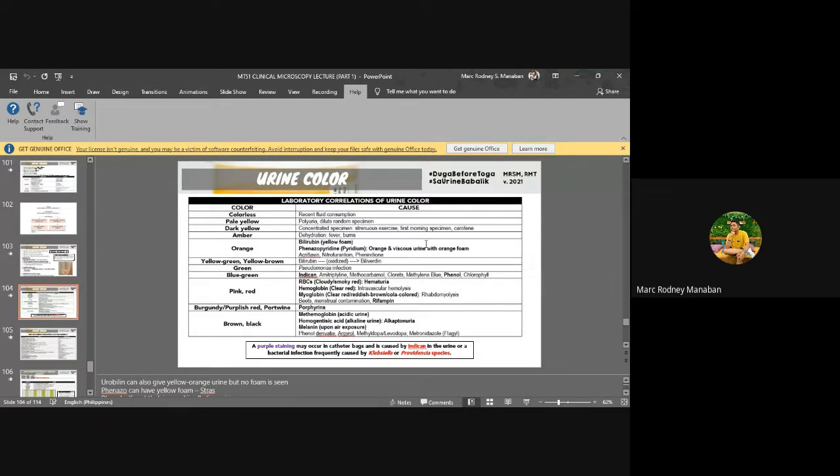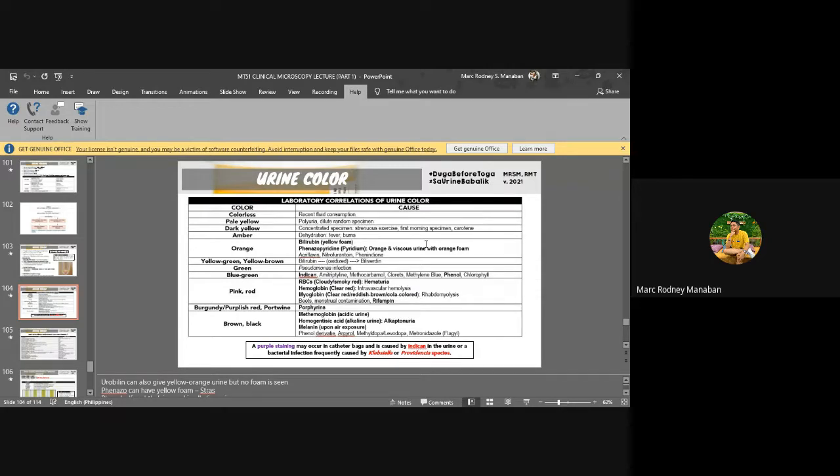Alright, now again, this is a table of the normal and abnormal colors sa imuhang urine. I think gikan ni siya sa Strasinger. Okay, so colorless, of course, recent fluid consumption. So, bago kang nakainom og tubig, of course. Pale yellow is polyuria, dilute specimen, no? Sige kag pangihi, all right? Dark yellow, of course, concentrated specimen, strenuous exercise, and first morning specimen, and also carotene, all right?